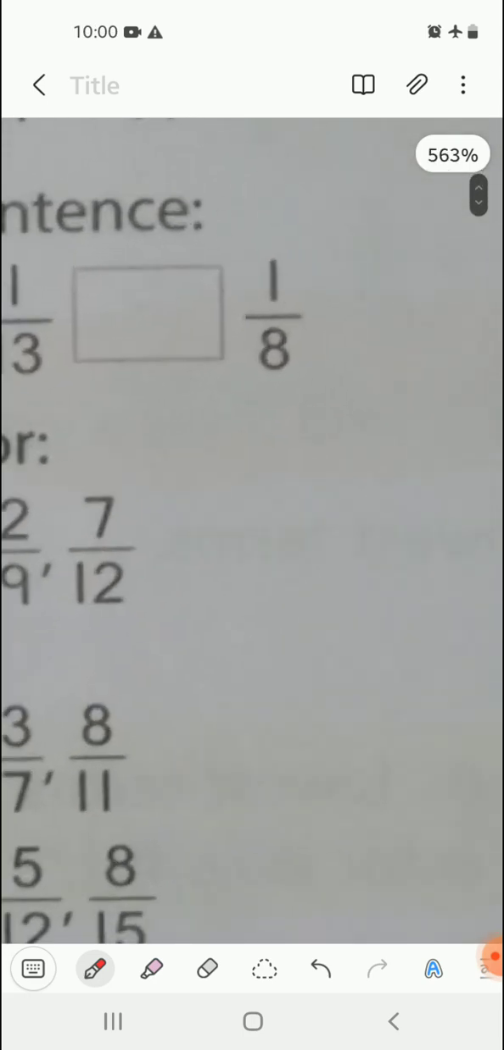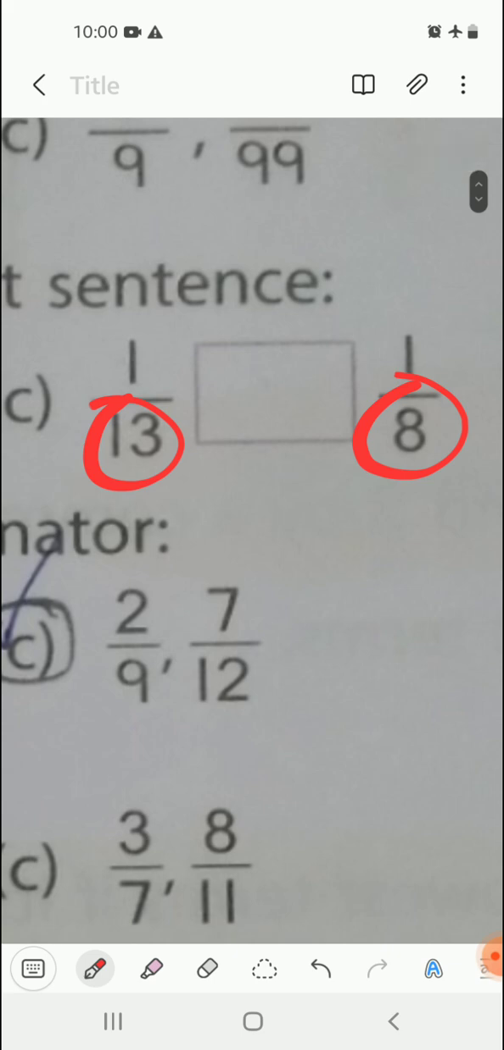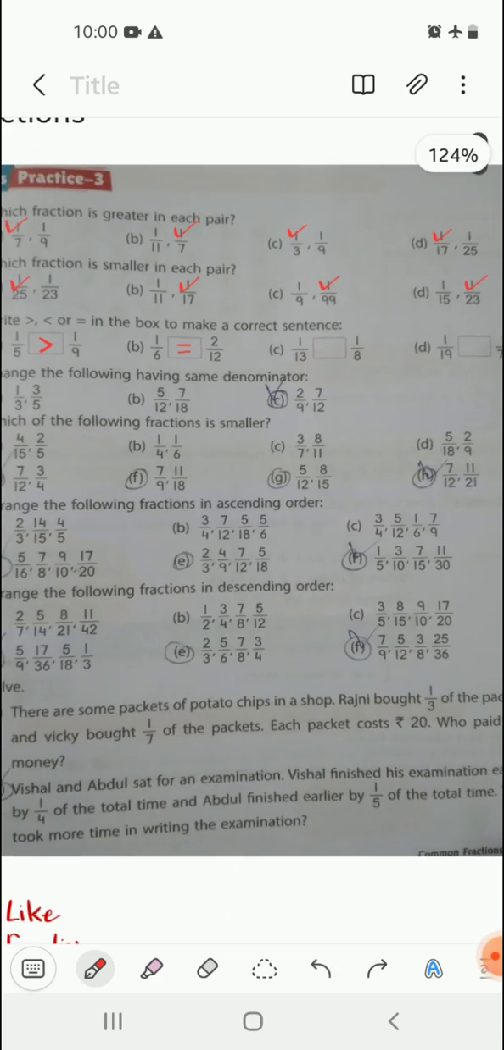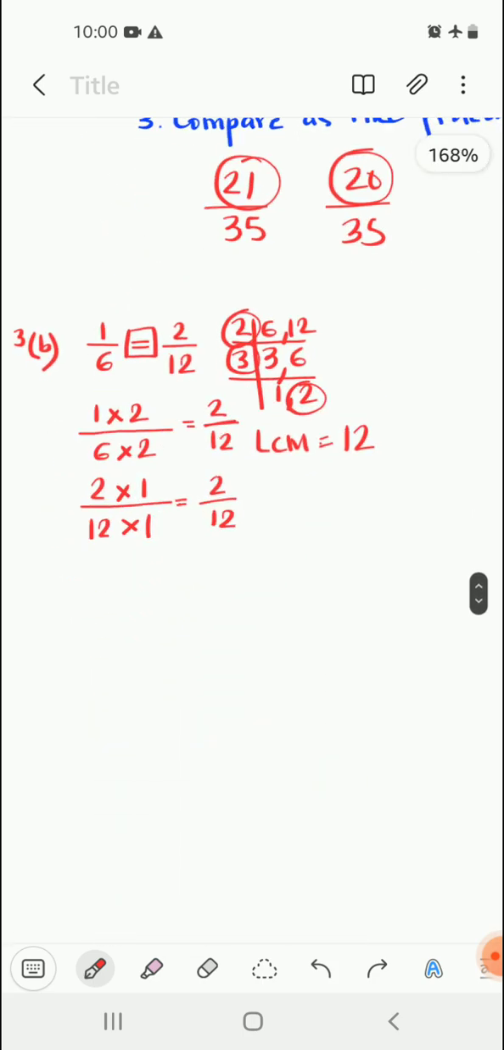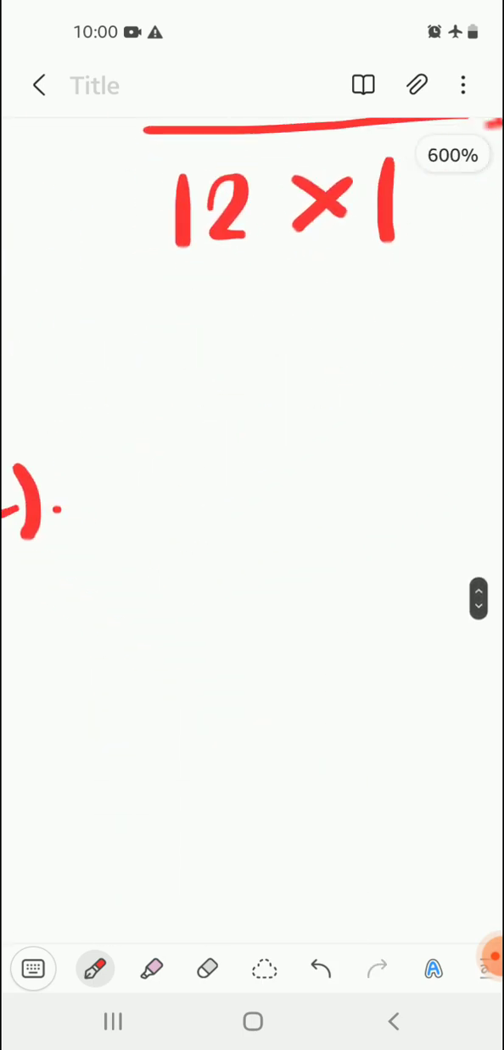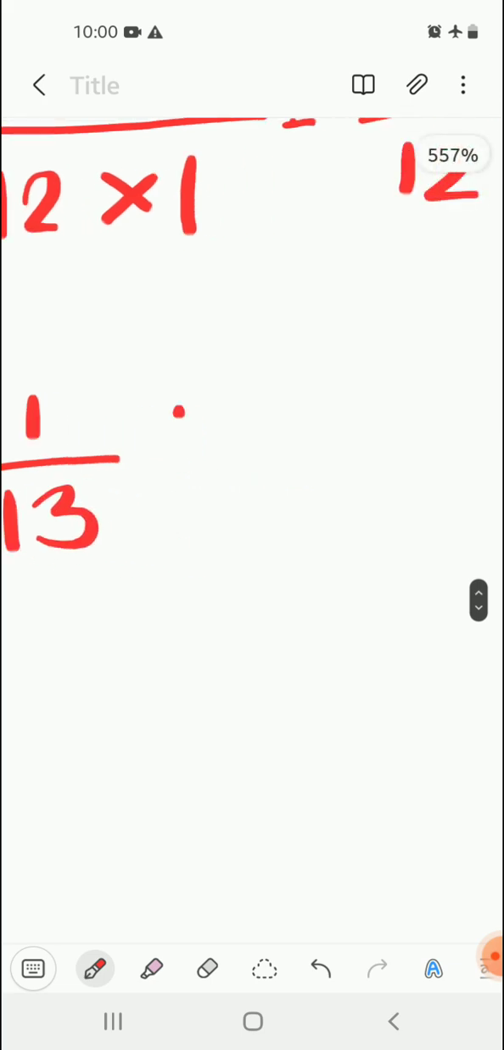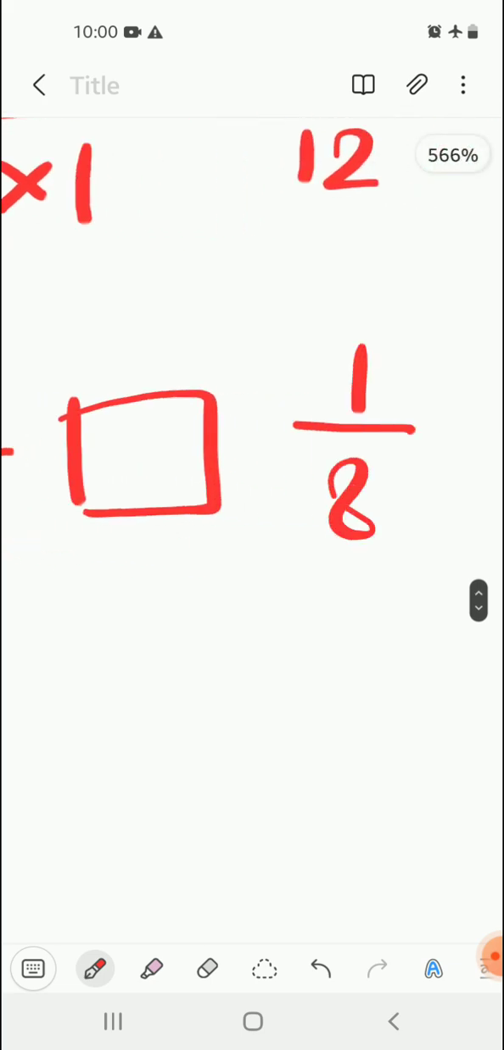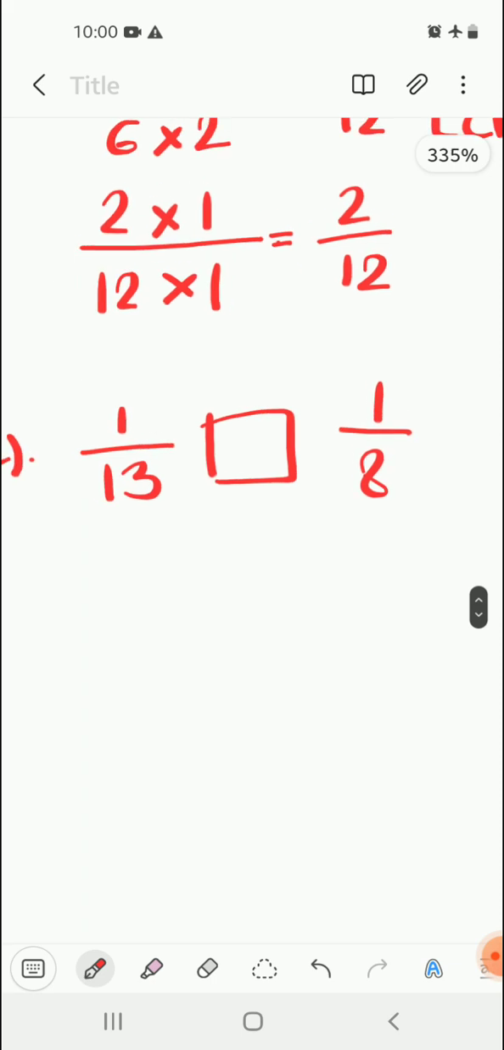Next, 1 by 13 and 1 by 8. Over here 13 is actually a prime number. So it means the LCM will be the product of 13 and 8. We need to multiply both. Let's do it. 6C, 1 by 13 and 1 by 8. Okay, now we have got it. We do not have to find the LCM because one of the numbers over here is 13, which is a prime number. So simply you can multiply.